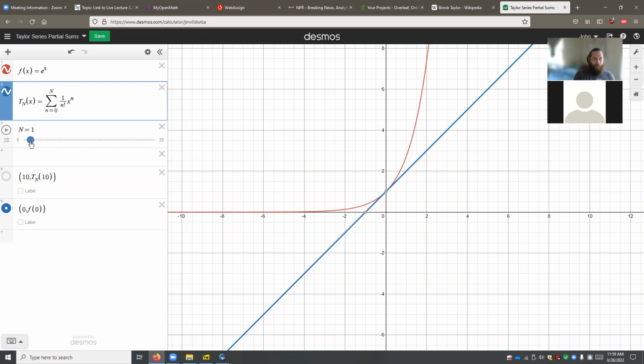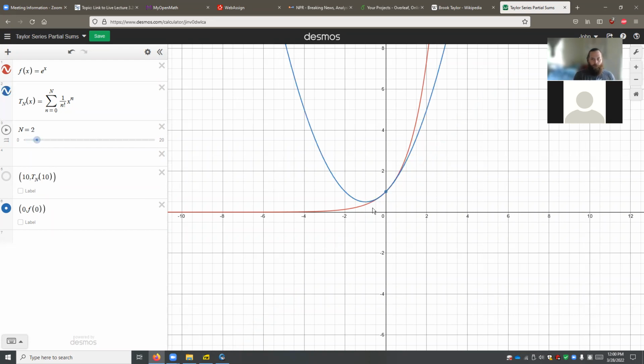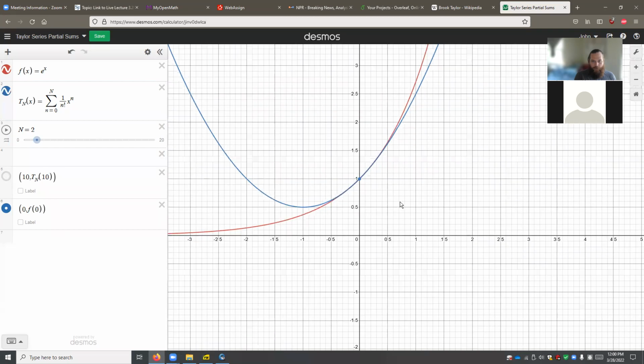If I increase n one more, now we go through that same point. Now the blue goes through the same point as the red at 0. It has the same slope. If you zoom in here, the blue and the red have exactly the same slope at that point. But also the blue has the same curvature. It's concave up and it's stretched just the right amount. This is what I mean by tangent parabola.